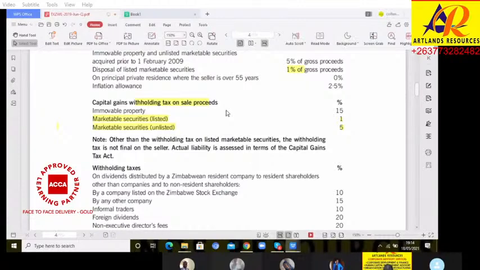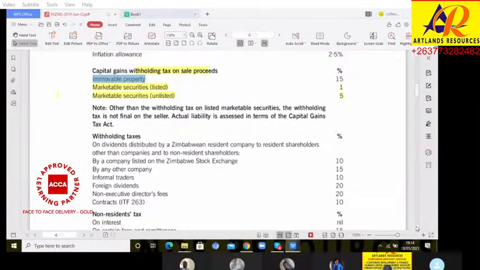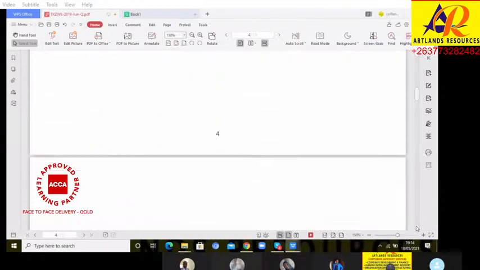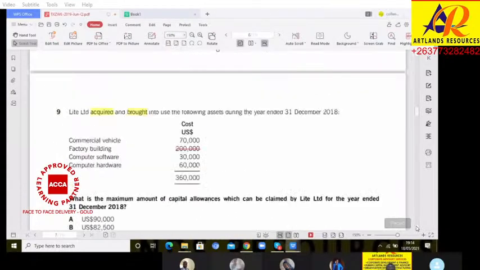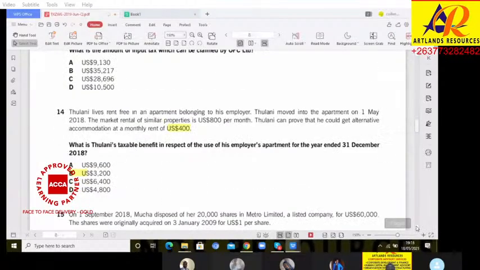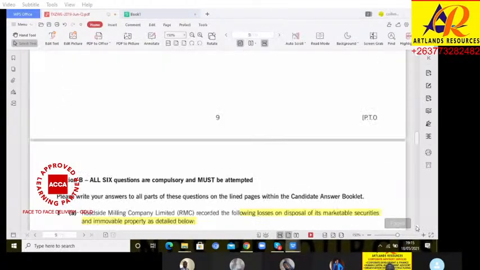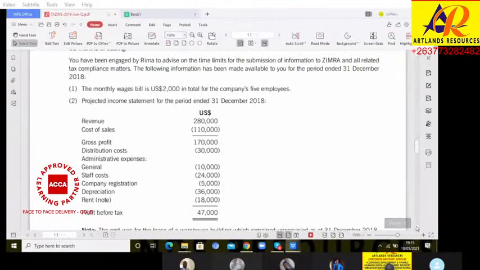What do we have in my tables? We don't have to follow my stages. What do we have in my tables? It has a certain rate. Yeah, immovable property. Okay, in this case, 15%. You go to the tables. That is what I want, so that we don't end up in a situation where the rate is not given. Right, so there you go.